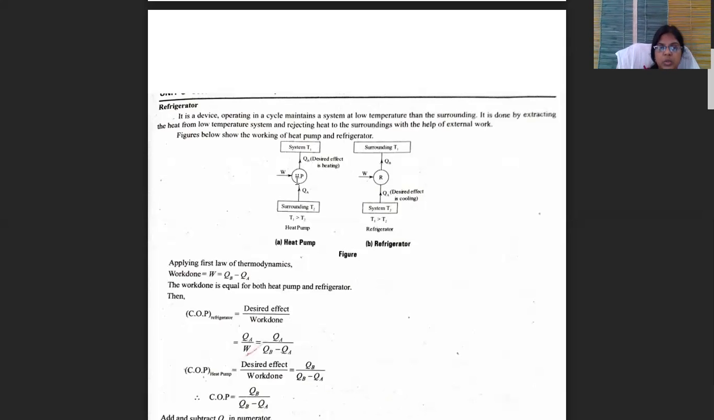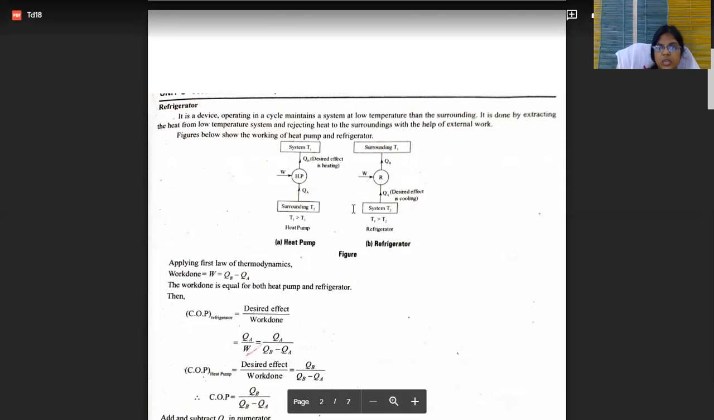In a heat pump, source is our system. In a refrigerator, our sink is our system. Here we maintain a lower temperature compared with the surrounding, so that is the sink. The sink maintains a lower temperature. When we remove the heat from the sink, it gives a cooling effect, and the temperature compared with the surrounding is very low, and this heat is added to the surrounding. Okay, so this is our refrigerator and this is our heat pump.